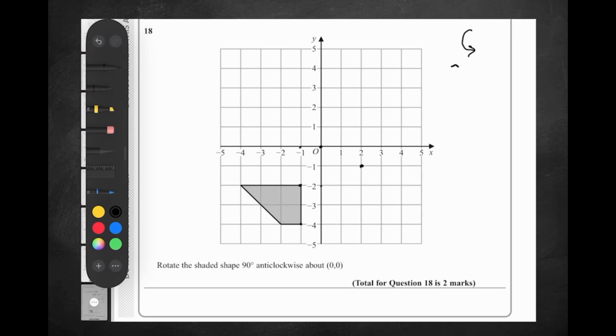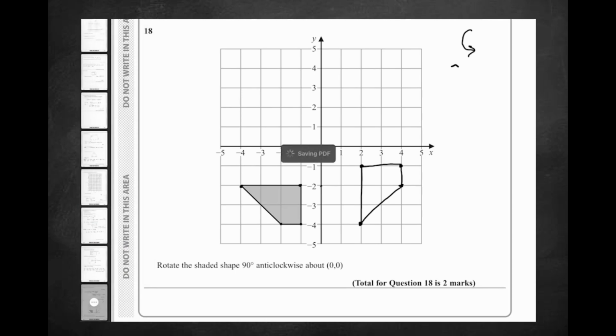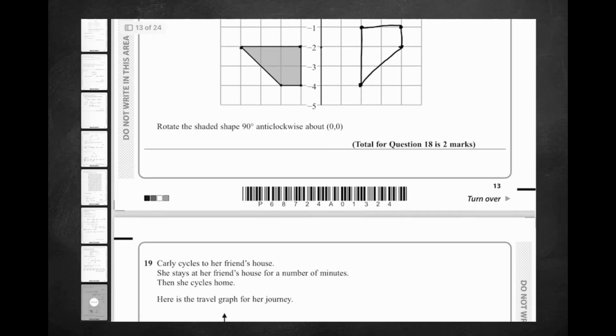So if we look at point -1, -4, that is going to go over to 4, -1. Then -2, -4 is going to go over to 4, -2. And then -4, -2 is going to go to 2, -4, like that. And this is our new shape, rotated anti-clockwise through 0, 0. And the reason we can do that trick with the numbers is because it's rotated about the origin, 0, 0.